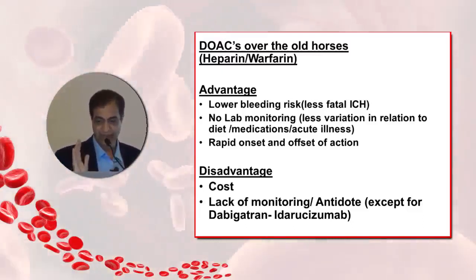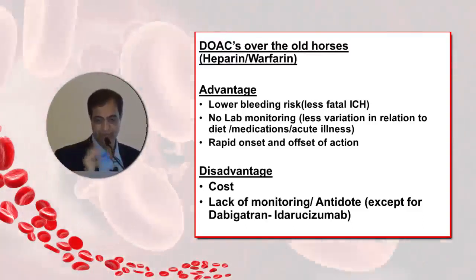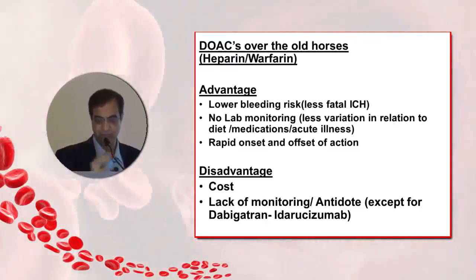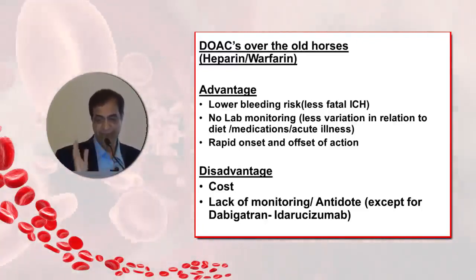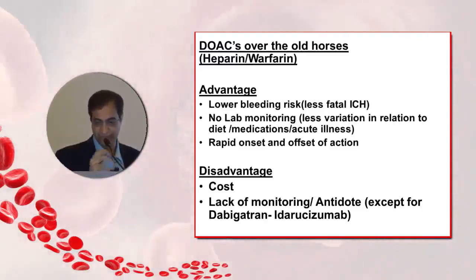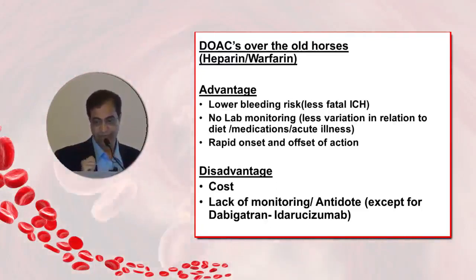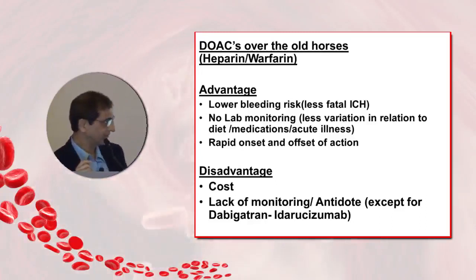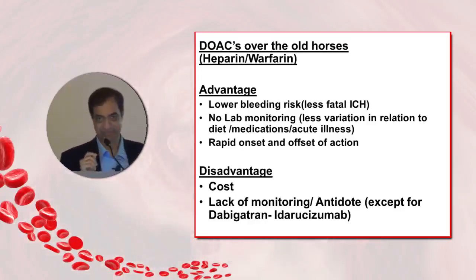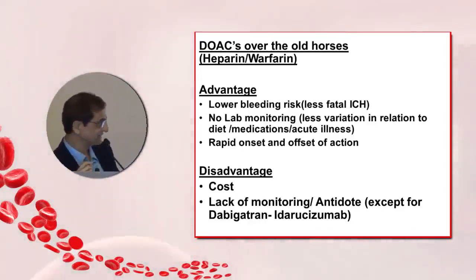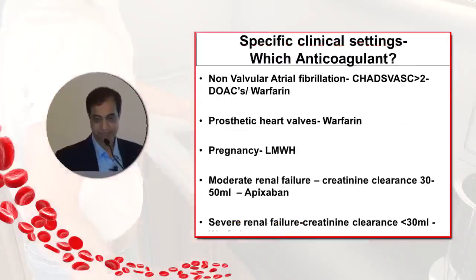Lack of monitoring, of course, is an issue sometimes with DOACs. I have not found it to be a big issue practically. Antidote, of course: Dabigatran has idarucizumab, which is a tongue twister in itself. So I prefer Praxbind. Maybe that's the reason why they've kept it such a tongue twister.